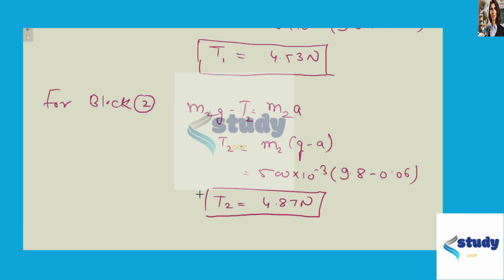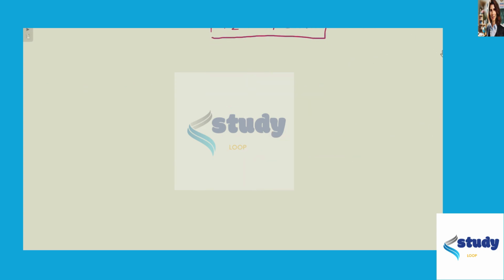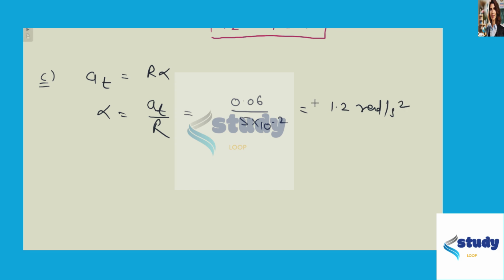Now we have to find the value of angular acceleration of the pulley. So we can say that there is no slipping. So tangential acceleration is written as r into alpha. This is the case of pure rolling. So from here we get the value of alpha, that is a tangential upon r. So this is 0.06 upon 5 into 10 to the power minus 2, and this comes out to be 1.2 radian per second square. So this is the answer of our angular acceleration.